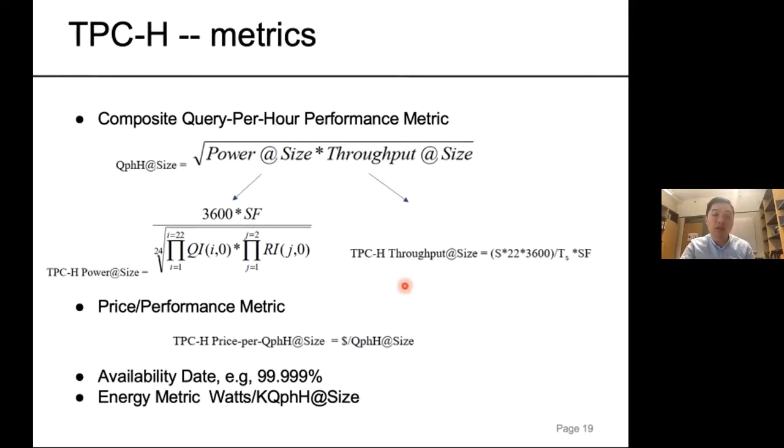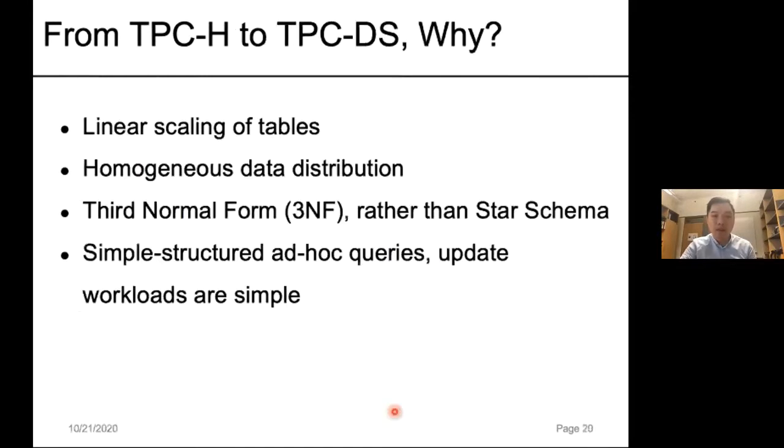It also considers other metrics. For example, the price-performance metric, which is computed by the price divided by the performance metric, and also the availability date, and also the energy metric.